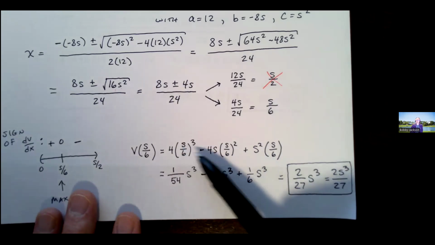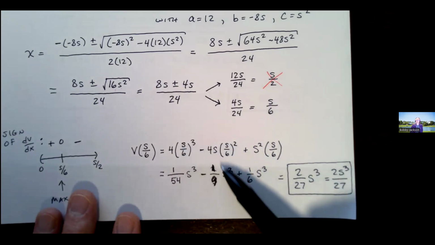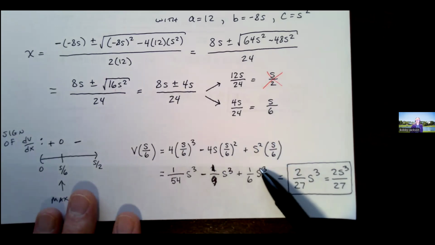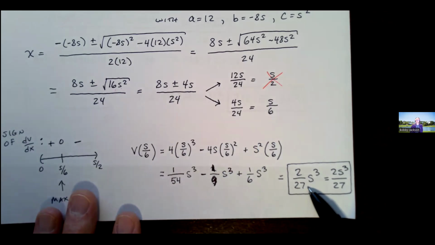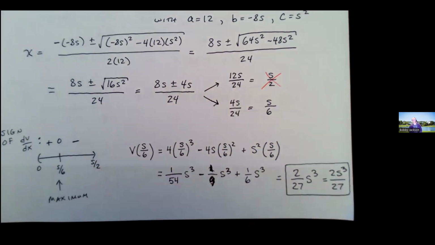And notice it's S cubed. S times S squared is S cubed. S squared times S is S cubed. So they're like terms. We just add them together, and we get 2/27 S cubed, or 2S cubed over 27.